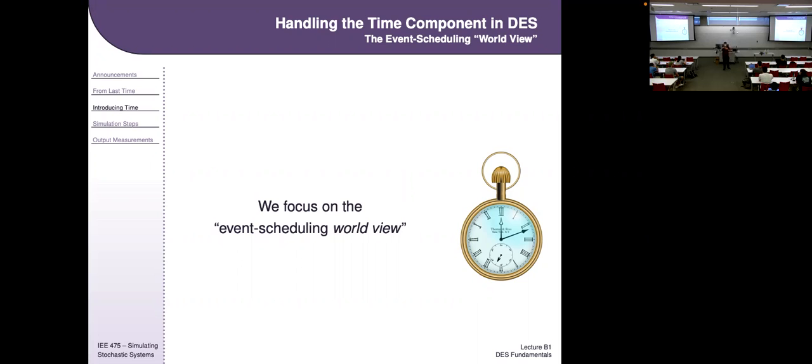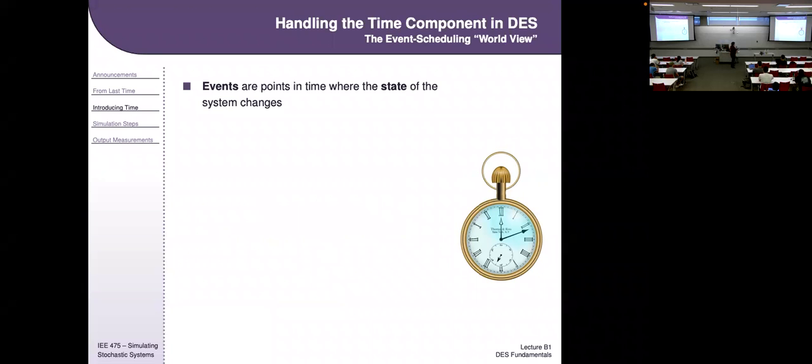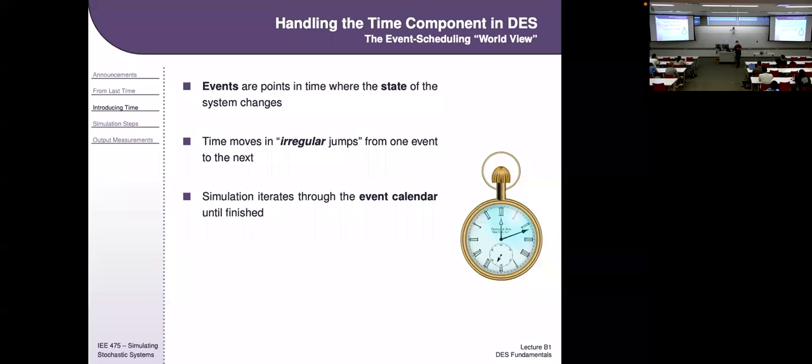And if we keep a calendar of all of these events, we can just jump to the next thing in the calendar, and that's how the simulation runs. So events, again, are points in time where the state of the system changes, and we jump from event to event, irregular jumps, skipping everything in between. And we're going to maintain, again, what I call an event calendar, which is going to keep track of all of the events ahead of us.